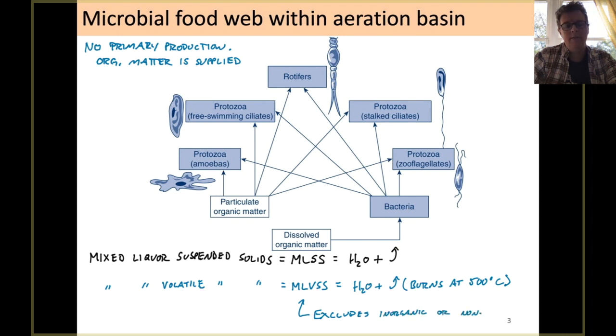So often people will prefer to use MLVSS because it is more representative of the amount of biomass that is organic. Any inorganic or non-reactive solids would be excluded because those wouldn't be burned at 500 degrees C. They would remain. So think of something like a carbonate mineral, for example, that made it through our grit chamber and our primary treatment step.